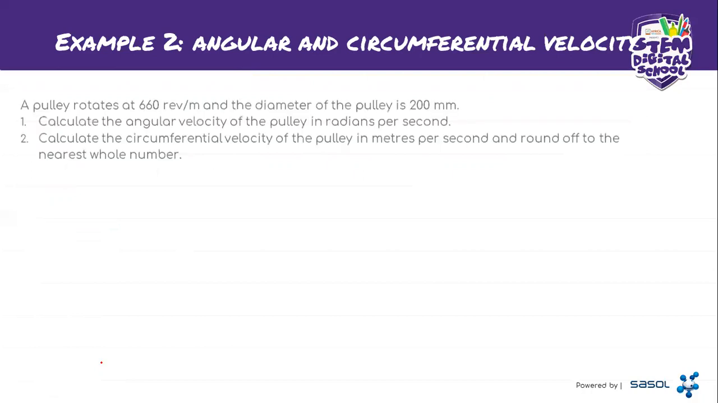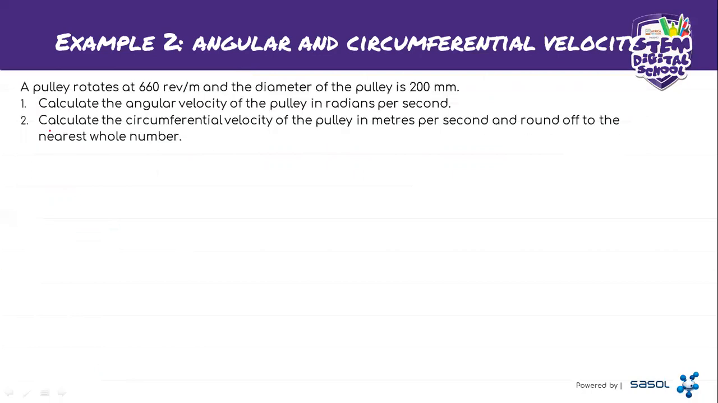Example 2, we are still on the angular and circumferential velocity there. And then the first question says, a pulley rotates at 660 rev per minute, right? And the diameter of the pulley is 200 millimeter. One, calculate the angular velocity of the pulley in radians per what? Per second, not in terms of minutes. Now this, how do you go? You write the correct formula there, but we're going to divide with 60.